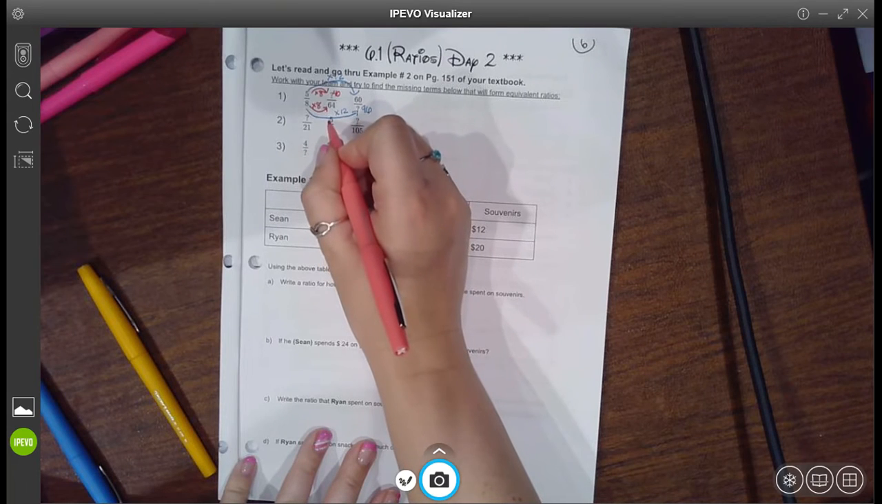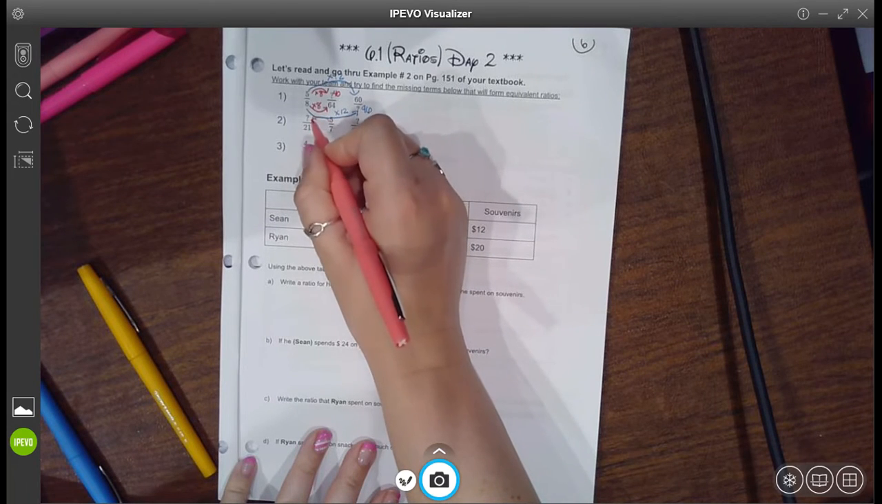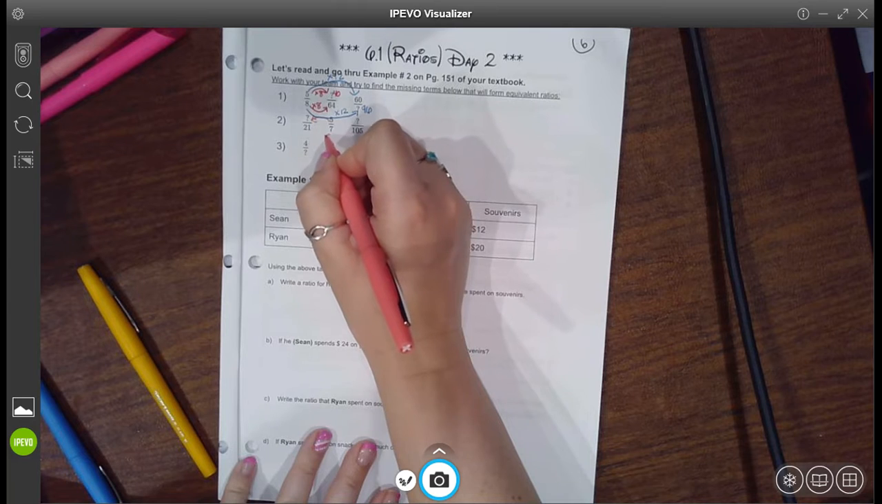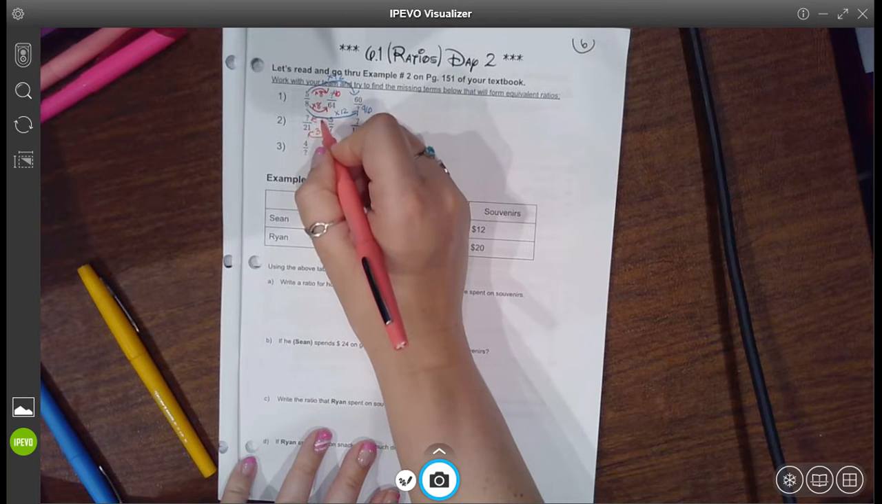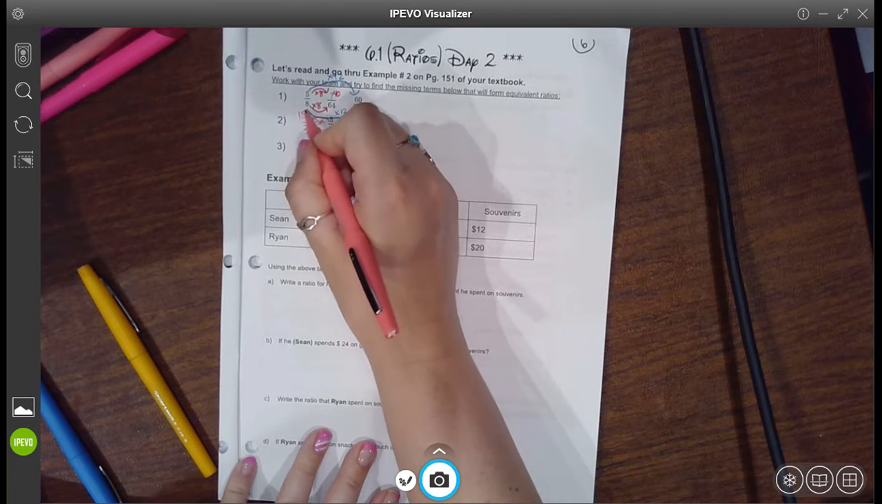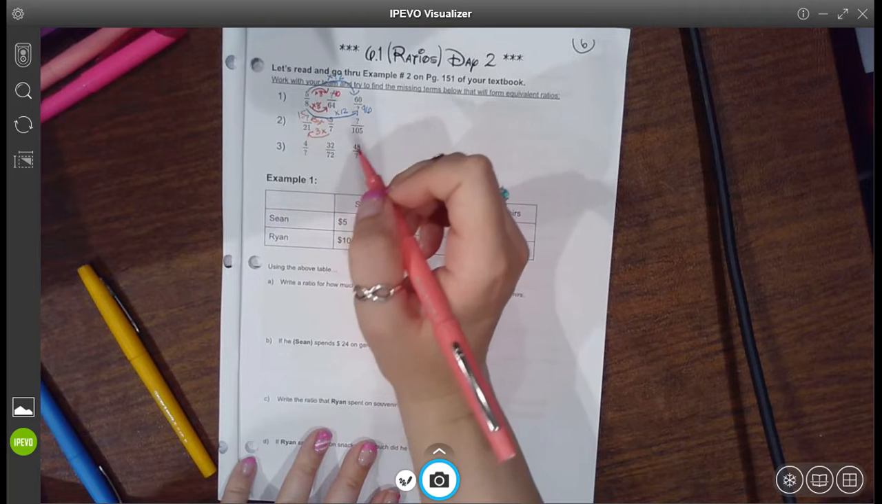Okay, so going again towards the unknown. So from the 5 to the 7, so I need to go the same direction from the 7 to the 21. You multiplied by 3. So then 5 times 3 would give you 15. So that missing piece should have been 15.